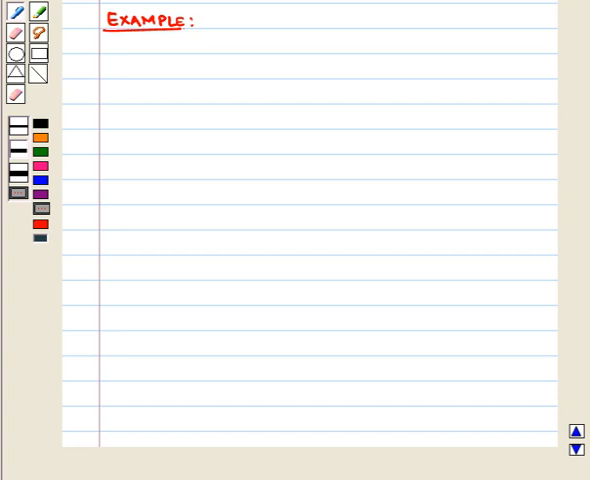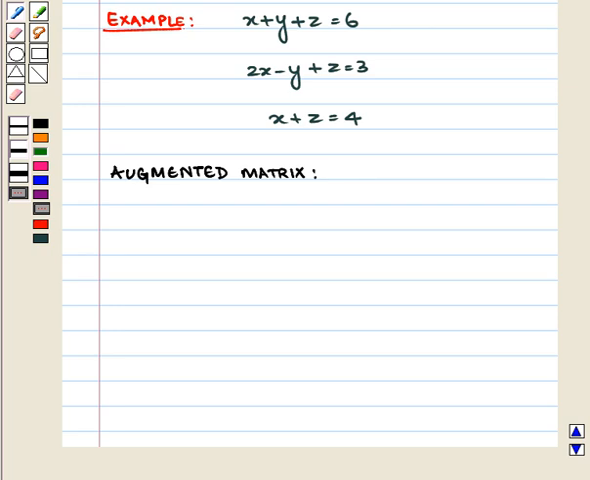Let us consider the following example. If we have the following system of equations, x plus y plus z equal to 6, 2x minus y plus z equal to 3, and x plus z equal to 4, to solve it by Gaussian elimination method, we have to first write its augmented matrix.